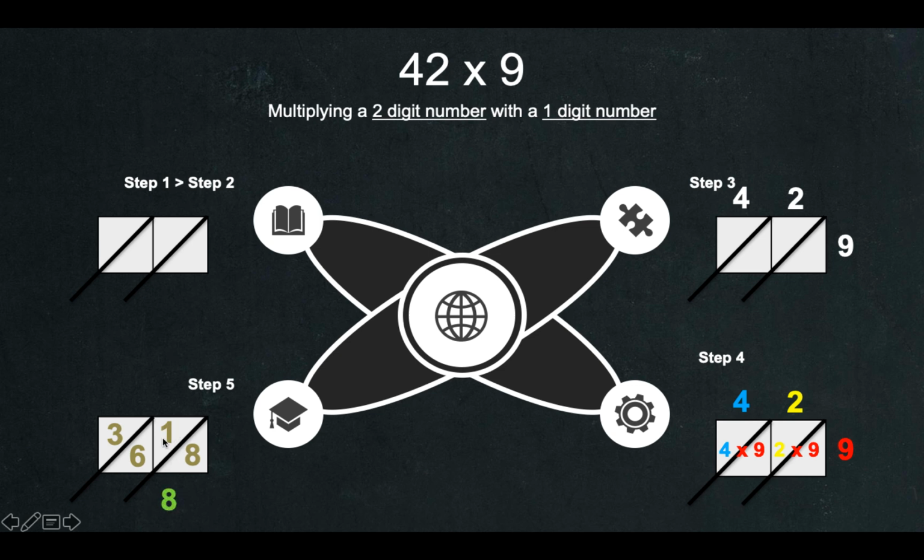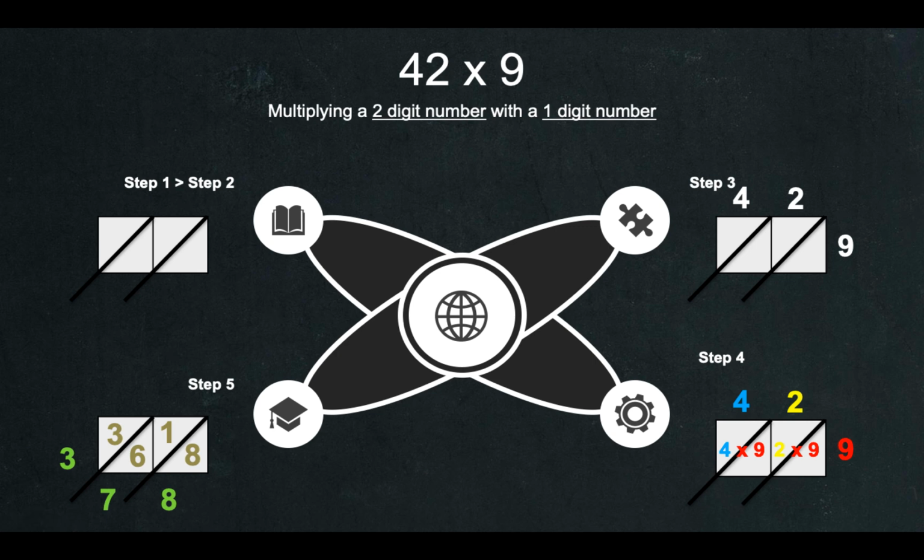Then I can see on the top these two fall inside the same diagonal as you can see here. So I will add these two. 1 plus 6 gives me a 7. And I can see there is no number under 3. So 3 plus 0 gives me a 3. So my answer for the question 42 multiplied by 9 using the lattice method is 378. So the product of two numbers remains the same no matter what method you use. I hope you were able to understand how to use the lattice method.